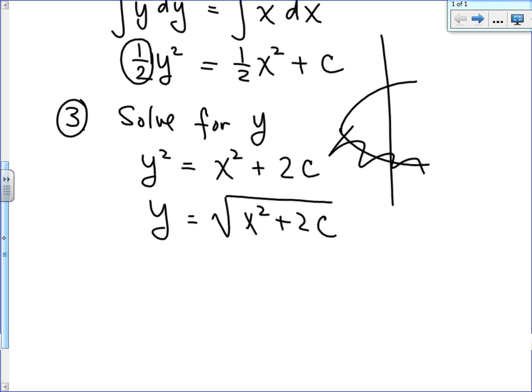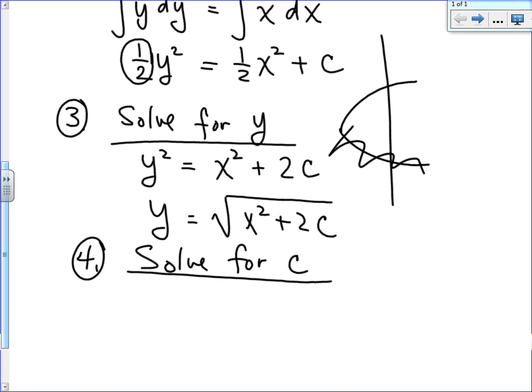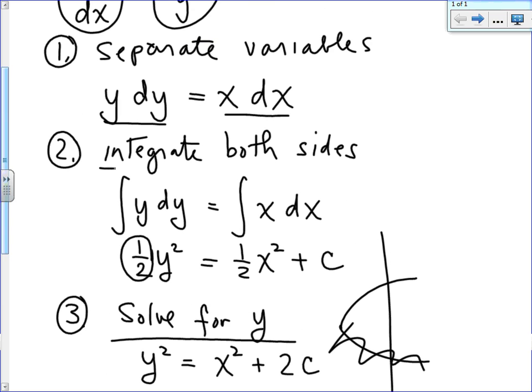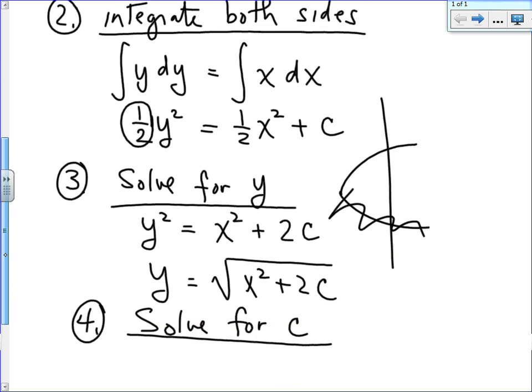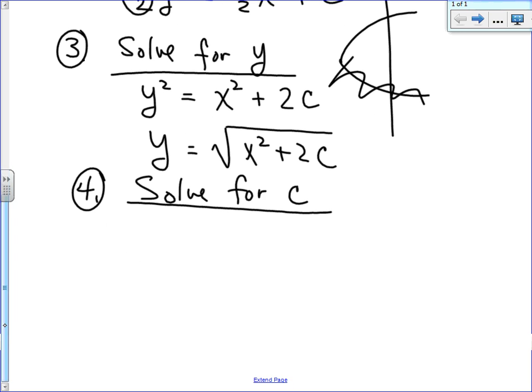All right, so what do you think is left? What do you think step 4 is going to be? Not finished. Yep. Okay. Solve for c. And I think we got some pretty good steps here. I mean, pretty simple steps. So if you're following this, pretty simple. Separate the variables, integrate both sides, solve for y, solve for c.